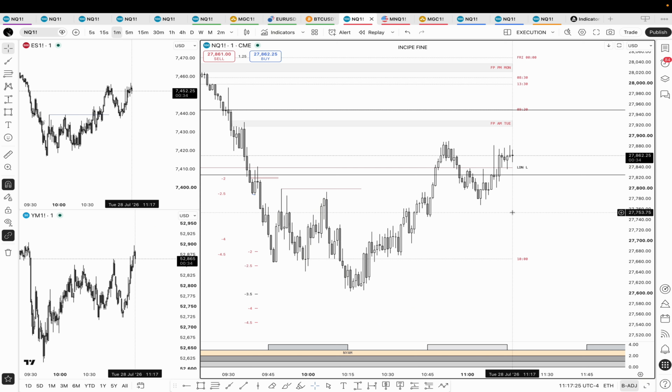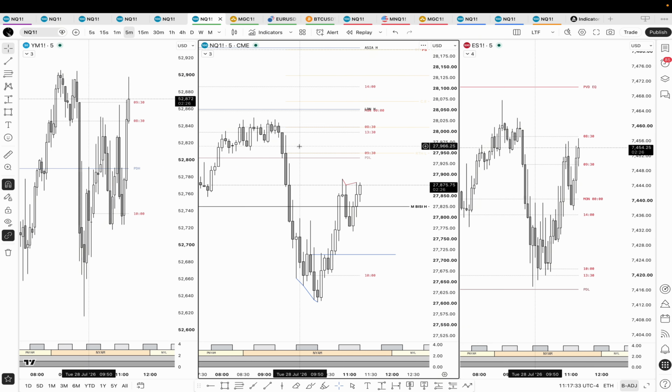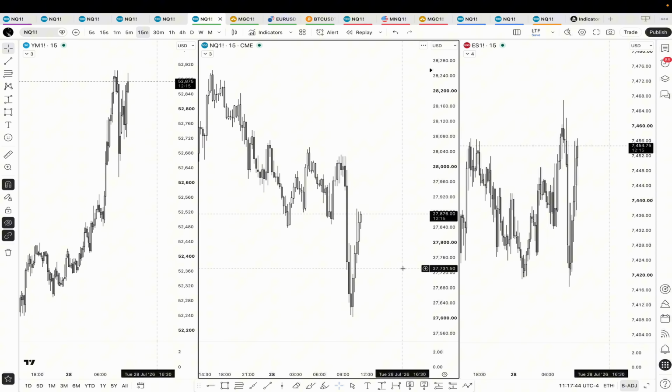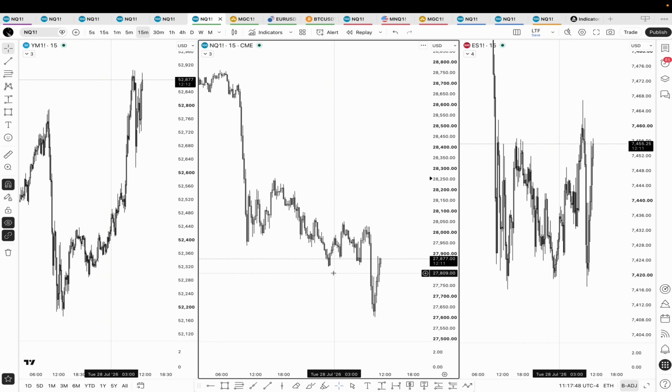Still believe that Nasdaq will follow suit. The reason being, like I mentioned multiple times, we already know that Nasdaq is the weakest asset. We can see that Nasdaq is simply the weakest asset. It engaged with the previous day low.